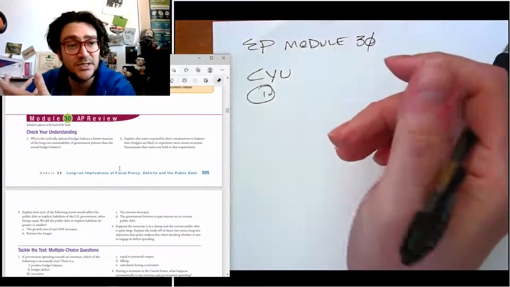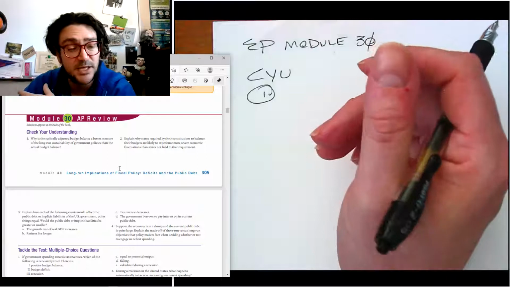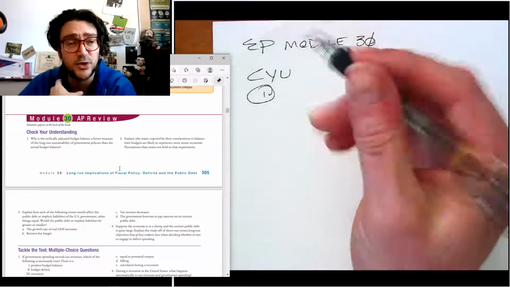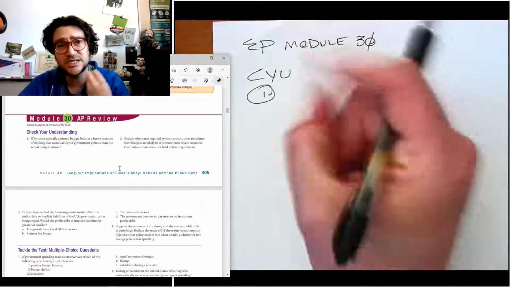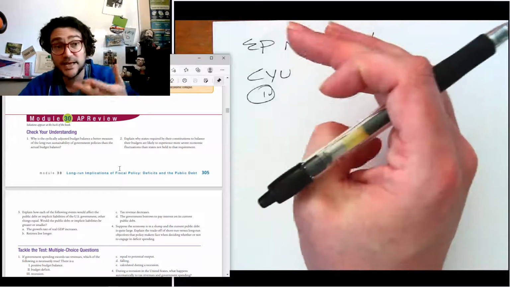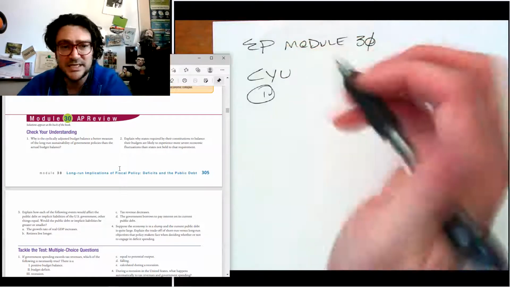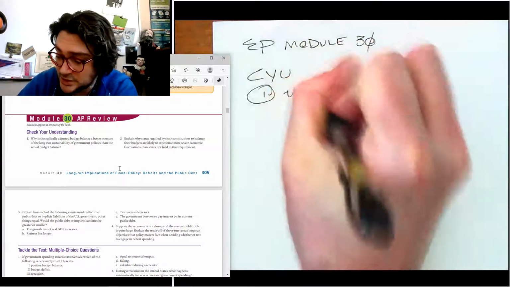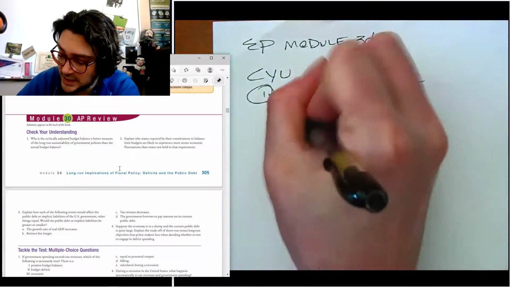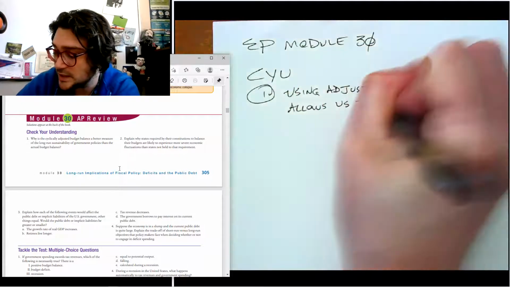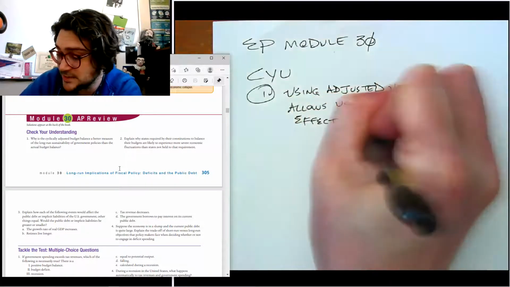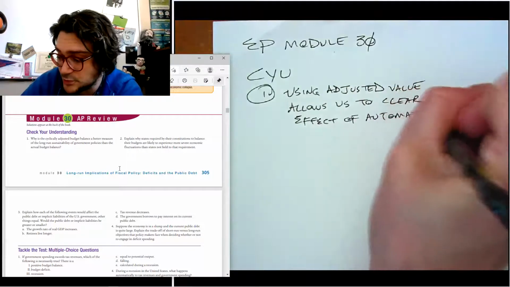So the first one says, why is the cyclically adjusted budget balance a better measure of long-run sustainability of policies than the actual budget balance? And I told you just now that the cyclically adjusted budget balance doesn't really matter as much for our exams, but the distinction here is that it just takes into account the business cycle. So it would say, in a recession, it's taking into account the fact that automatic stabilizers move our budget into deficit. And so using the adjusted value allows us to clear the effect of automatic stabilizers.